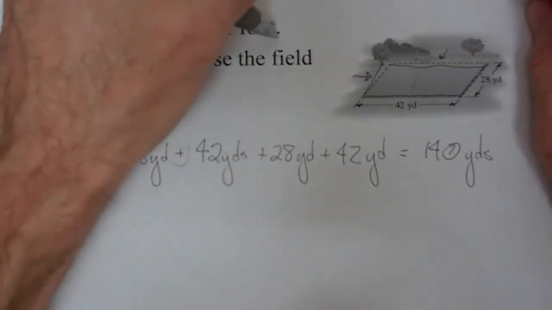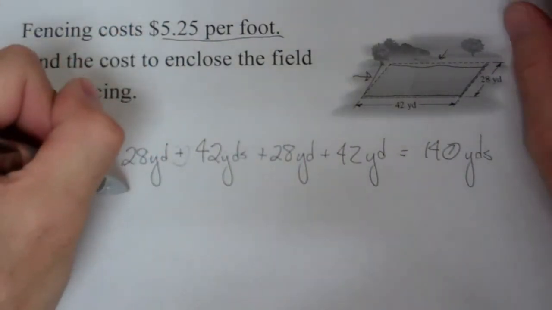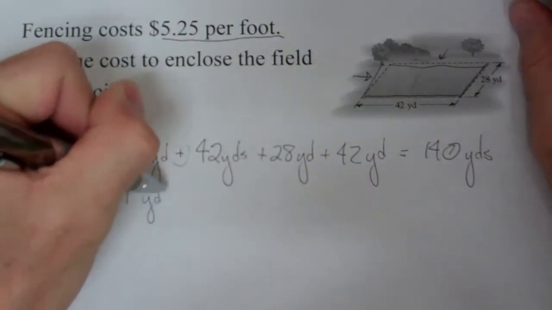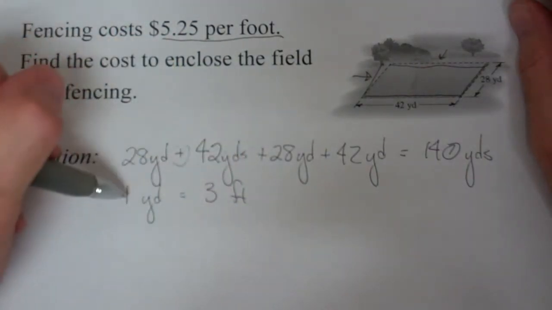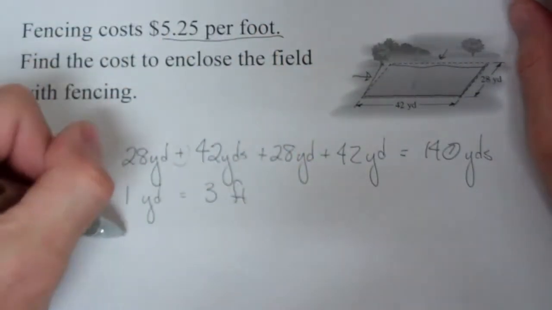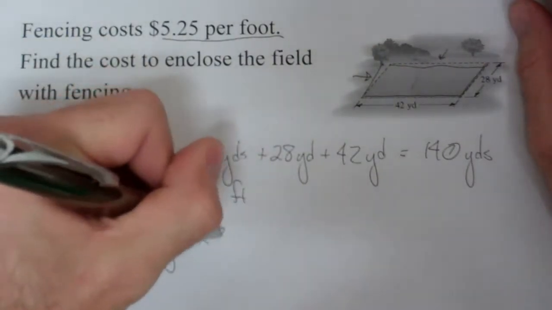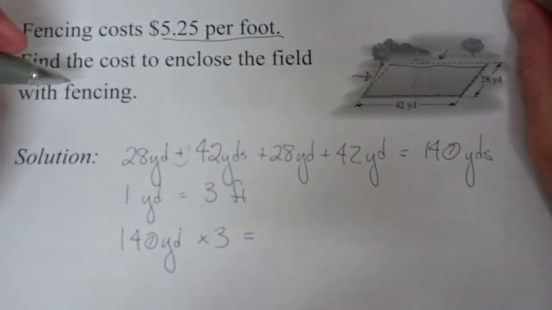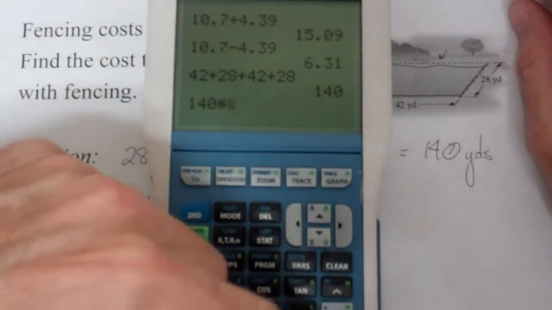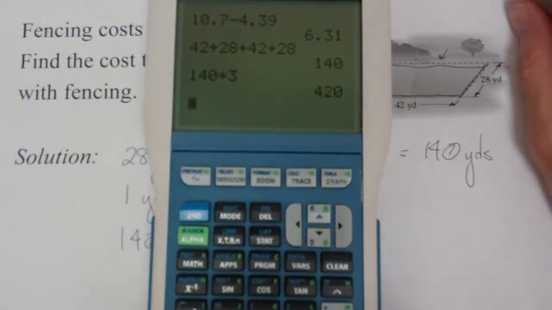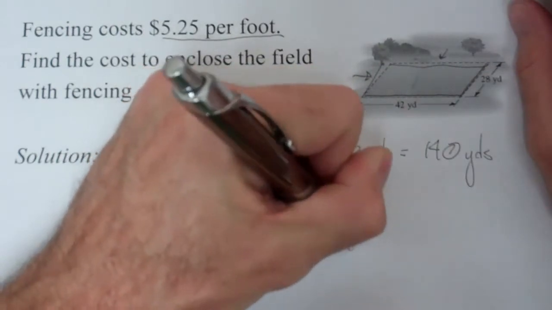But now my fencing is per foot. Man, I need to know how many feet that is. Well, if 1 yard is equal to 3 feet, then the multiplier is times 3. 1 times 3 is 3, so I need to take the 140 yards and multiply it by 3 to convert it to feet. And so now I'm going to pull out my handy dandy calculator, and I take 140 times 3, and I hit enter, and I get 420. So I have 420 feet.